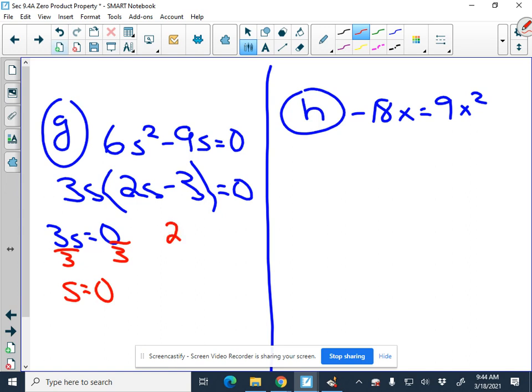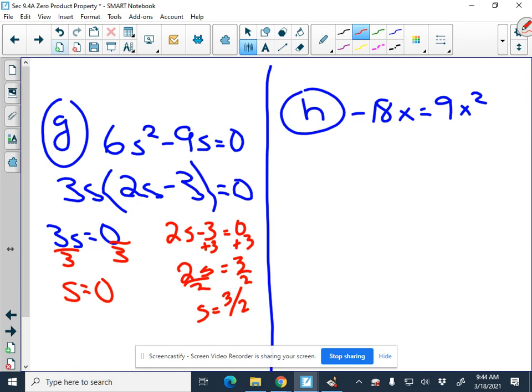Then this one, 2s minus 3 equals 0. We add 3. Then we divide by 2. Again, I don't need you to show those steps. I'm okay if you do show the steps. Why do we have students show the steps early on in algebra? So they understand what they're doing and they see the steps.